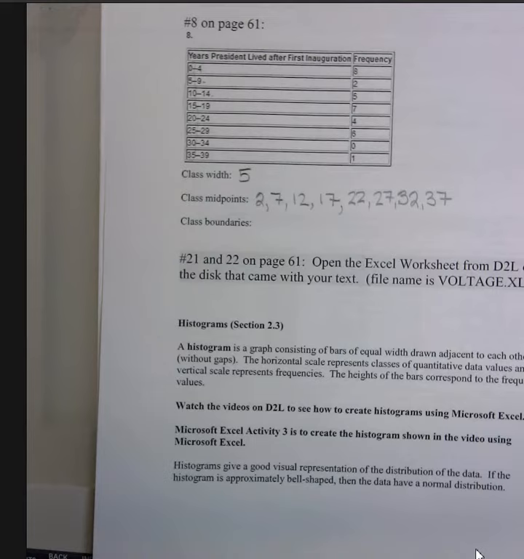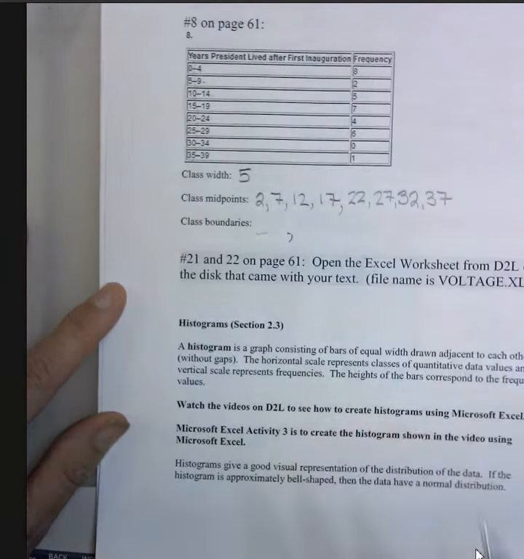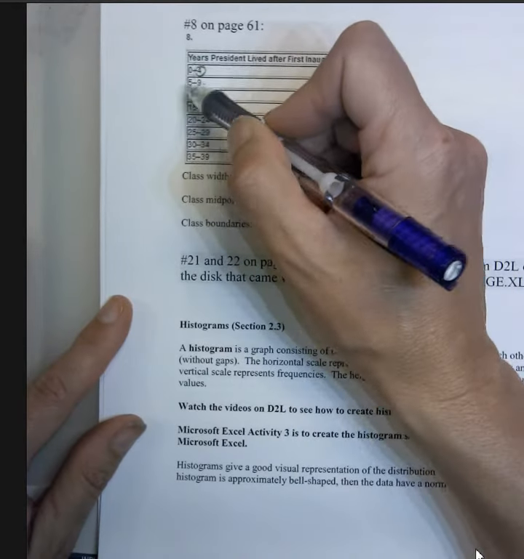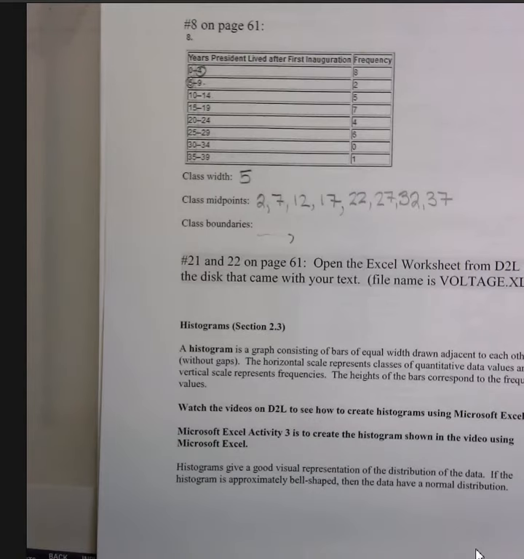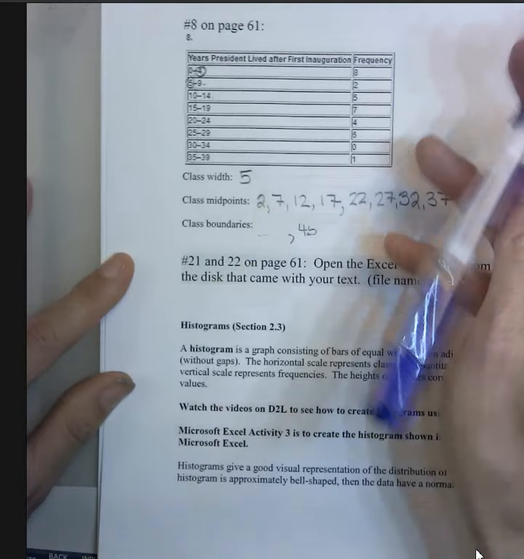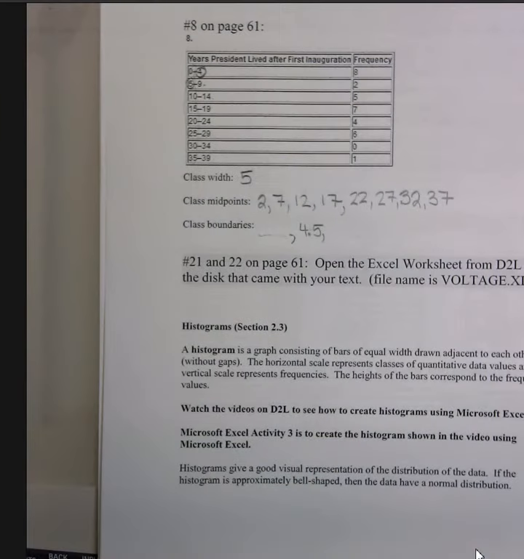Okay, so then for the class boundaries, leave a little space actually for the first one. The first class ends at 4. The second class starts at 5, so we have to pick the number that's halfway between. What's the number halfway between 4 and 5? 4.5. And then if you want to do the rest of them, remember everything has to be separated by the class width. So the next one would be 5 up, 9.5.